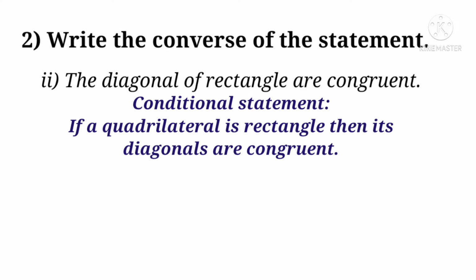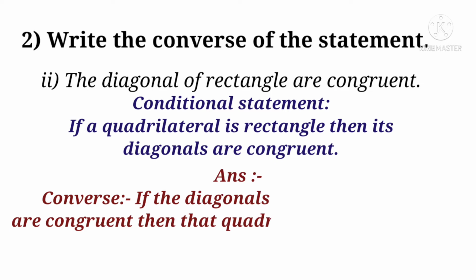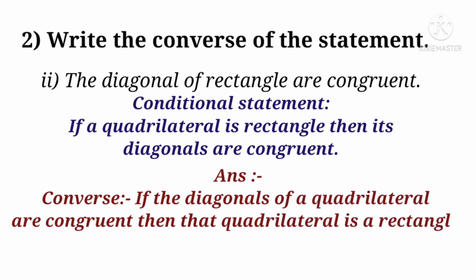The part of the statement following if is the antecedent part, and the part of the statement following then is the consequent part. Now by interchanging the antecedent and consequent parts of the statement, we can easily write the converse of the given statement. Therefore, the converse is: if the diagonals of a quadrilateral are congruent, then the quadrilateral is a rectangle.